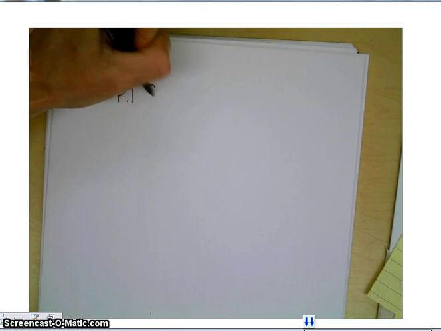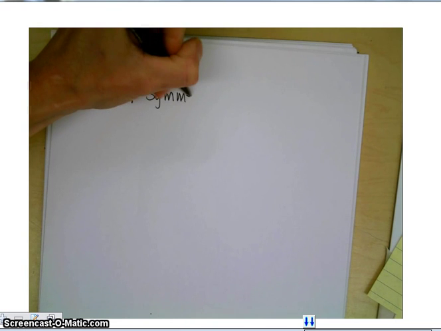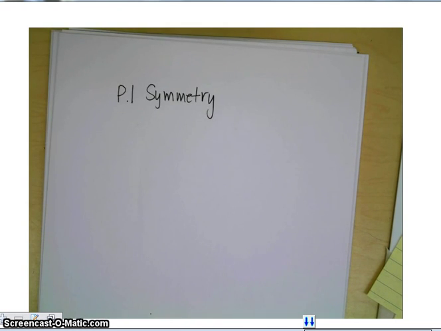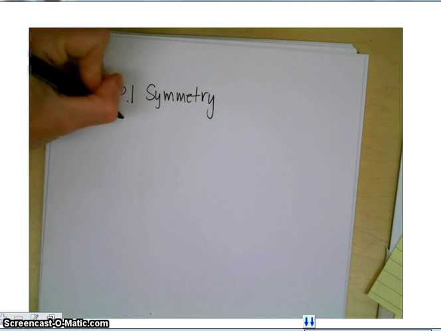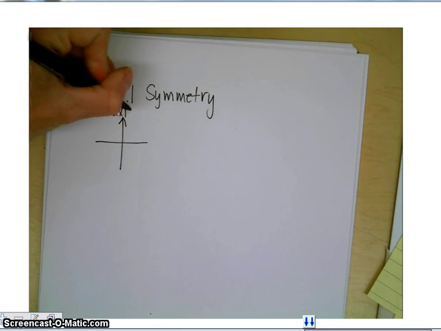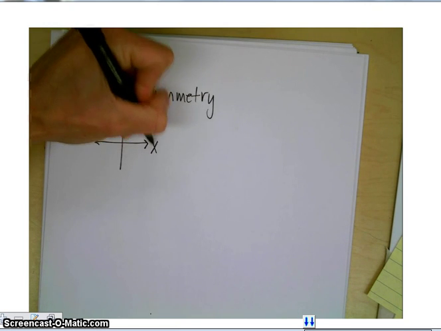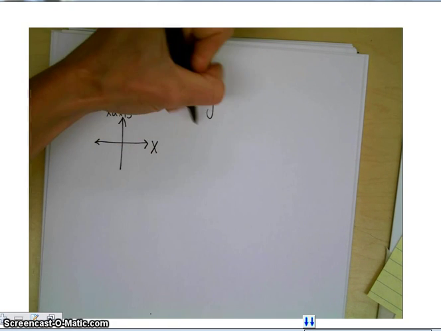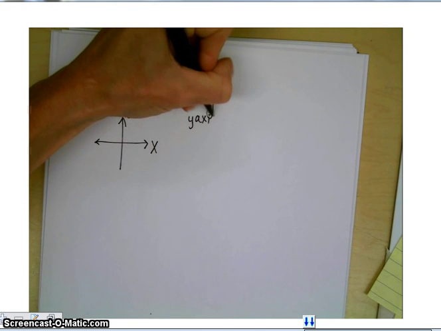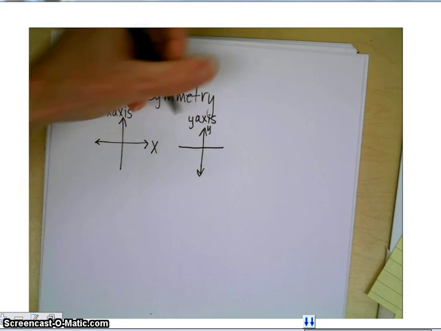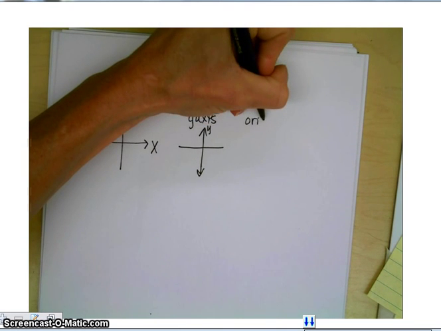And we are going to talk about symmetry. Now, there are three types of symmetry that we can have. We can have x-axis symmetry. There's the x-axis. We can have y-axis symmetry. And we can have origin symmetry.